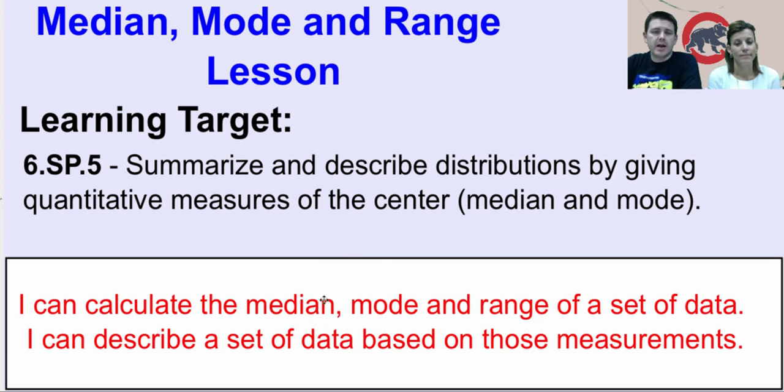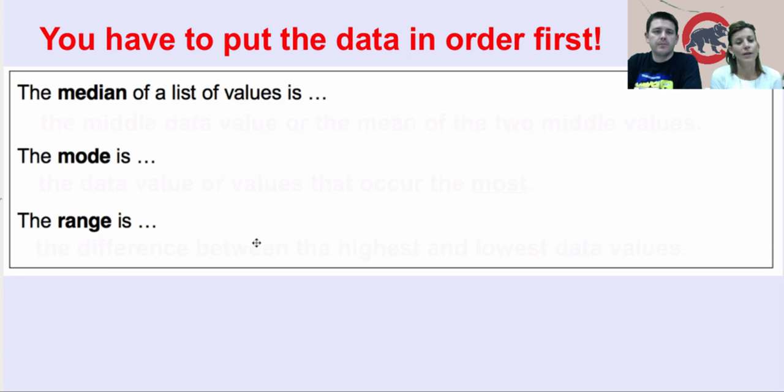And our I can statement: I can calculate the median, mode, and range of a set of data, and I can describe a set of data based on those measurements. All right, we need to make sure that we know our vocabulary. Some of them you've heard before and others you haven't.